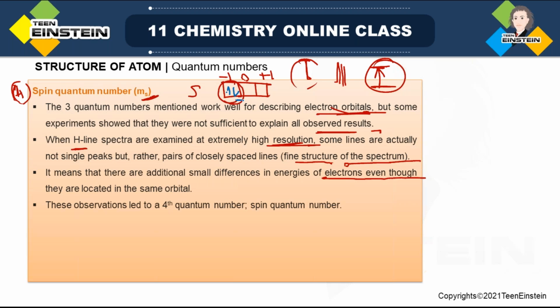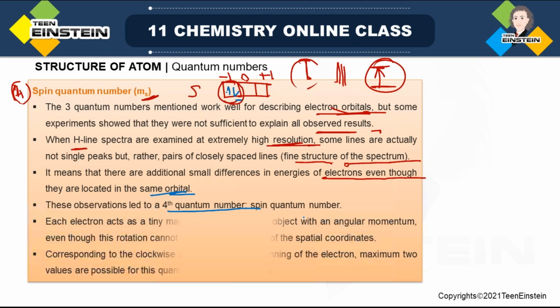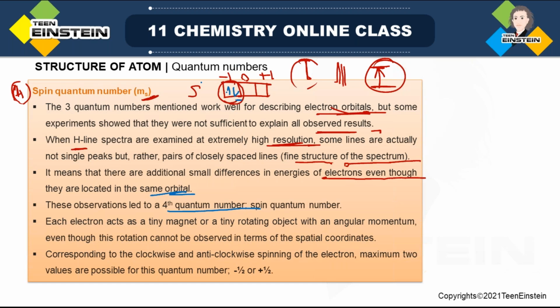Okay, so there is a small difference in the energies of electrons, even though they are located in the same orbital. These 2 electrons are in the same orbital, but still there is some small difference in energy. So this observation led to a 4th quantum number, which is the spin quantum number. And spin quantum number is basically +half and -half. For one arrow it is +half, and for the other one it is -half. Okay, so 2 possibilities are there.